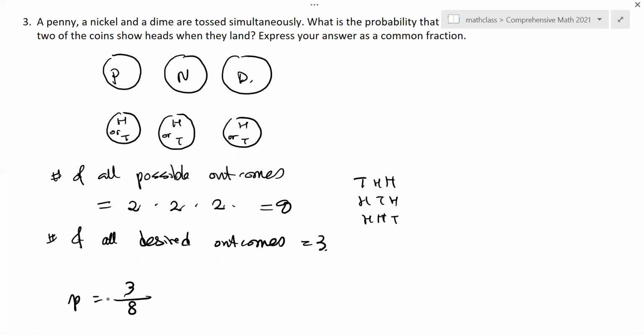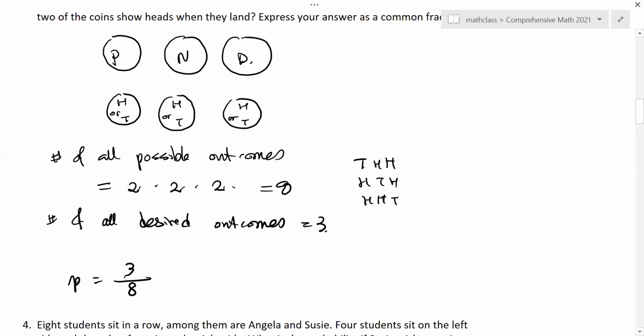Now, if I change the number of the coins, here's a question. If I change the number of the coins to 10, the coins are flipped over 10 times. What is the probability that you get exactly 4 heads and 6 tails?